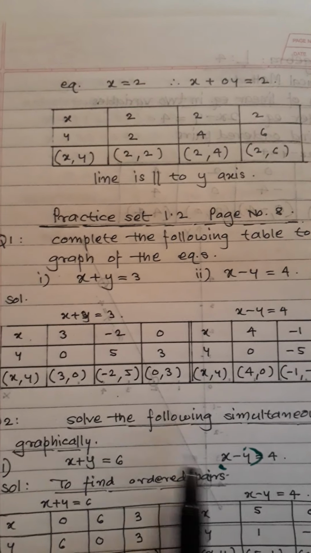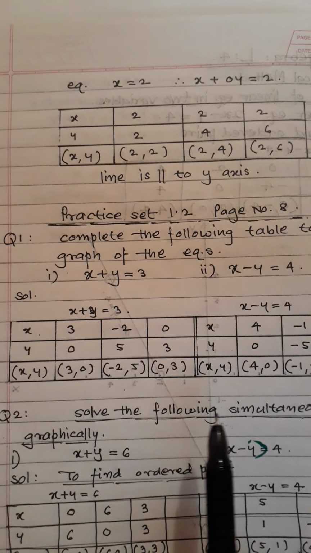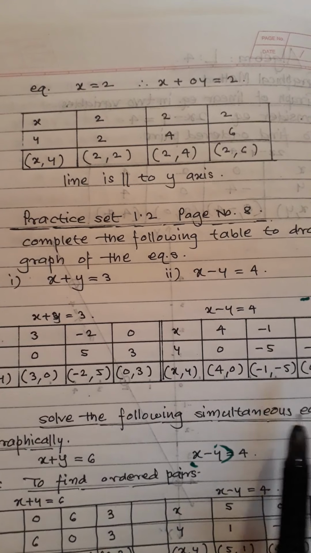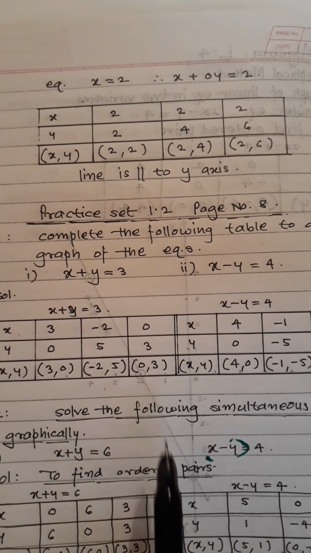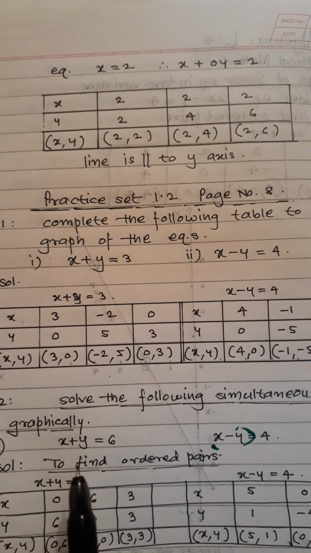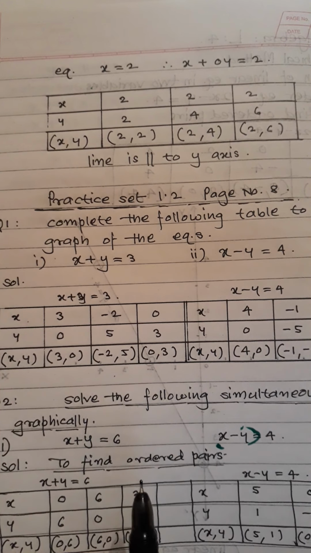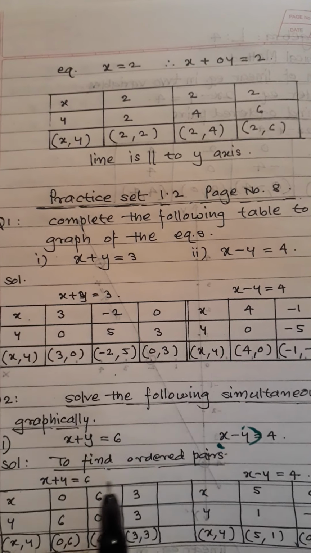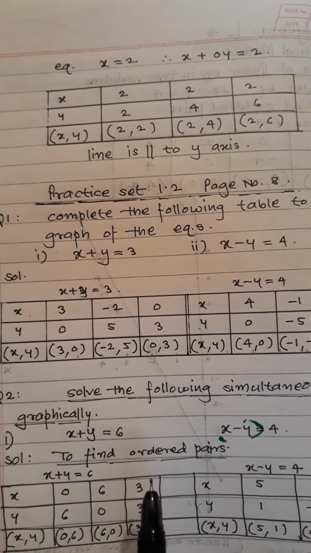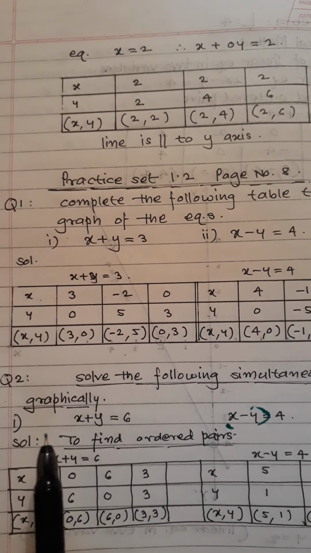Now question number 2. Solve the following simultaneous equations graphically. Now in this way you have to find the ordered pairs, and also you have to draw the graph, because you want the solution. Okay, now solution.